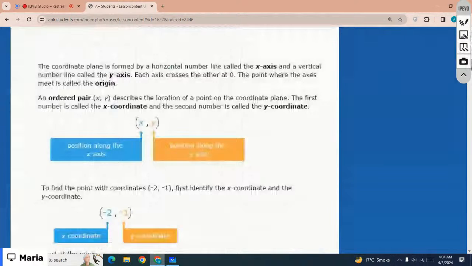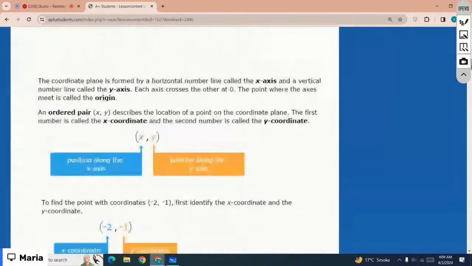Then you have an ordered pair. (x, y) describes the location of a point on the coordinate plane. Basically, the ordered pair tells you the location of a point on the coordinate plane. The first number is called the x coordinate and the second number is called the y coordinate, right? So the first value is the x value and the second value is the y value. Okay, let's start with the test questions.